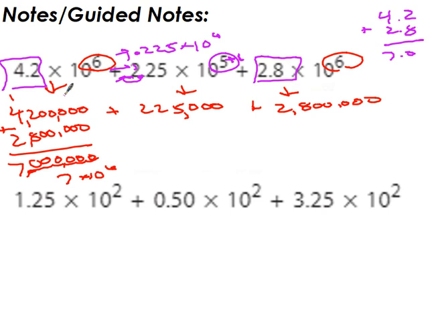And the reason why I did that is that these actually represent the same number. If I go over to the right 6 times, I'm still going to get 225,000. If I go over to the right 5 times, I'm still going to get 225,000. These are actually the same number.